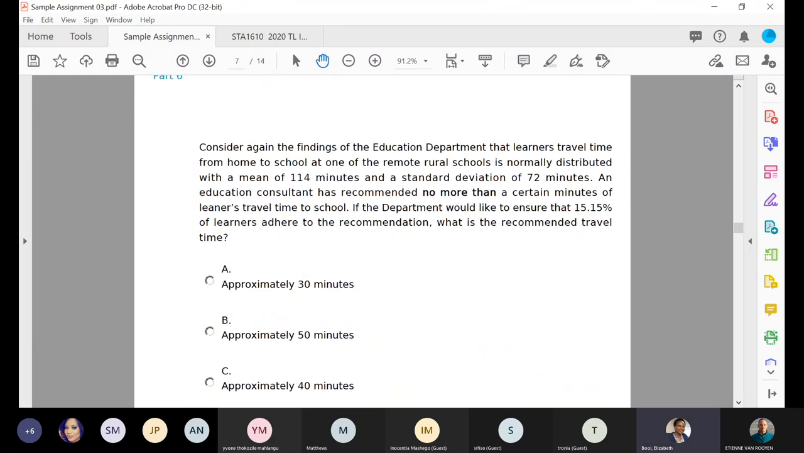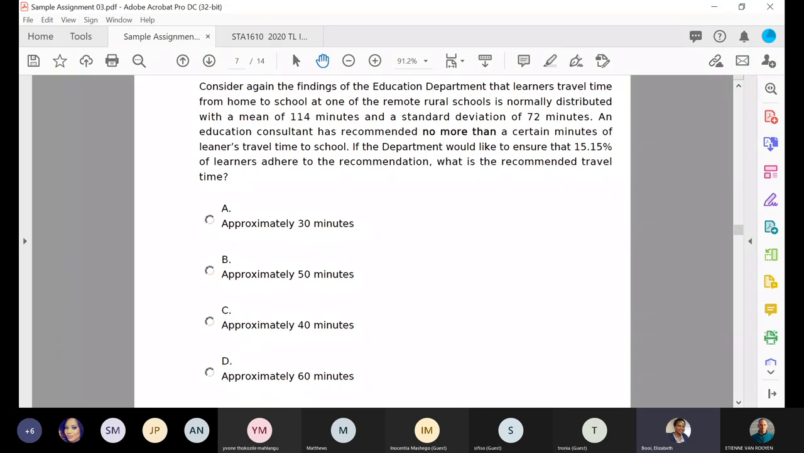Okay, so the next one, consider again the findings from the department that the learners' travel time from home to school at one of the rural area schools is normally distributed with a mean of 114 and a standard deviation of 72. An education consultant has recommended no more than a certain number of minutes of learner travel time, if the department would like to ensure that 15.15% of the learners adhere to the recommendation. What is the recommended travel time? So here they're asking you to find X. That's what they are asking you to find.